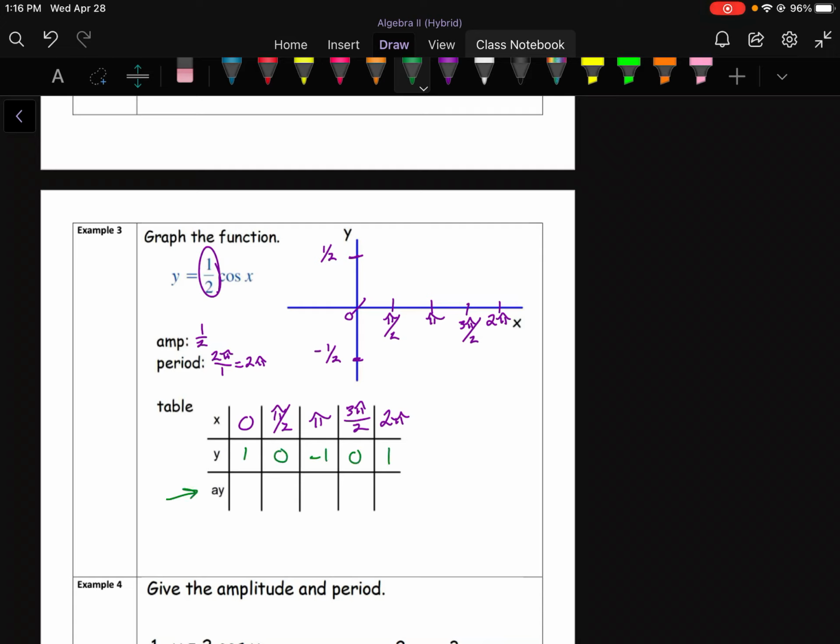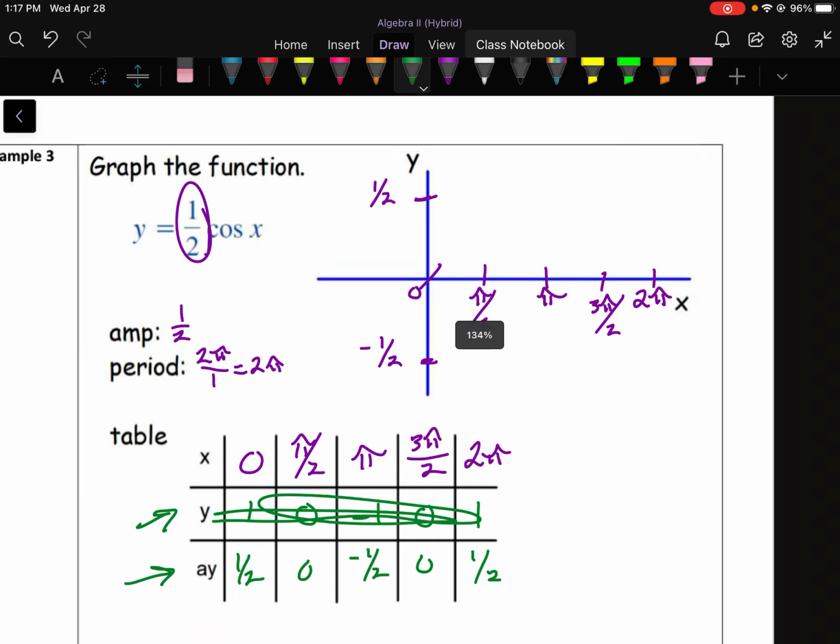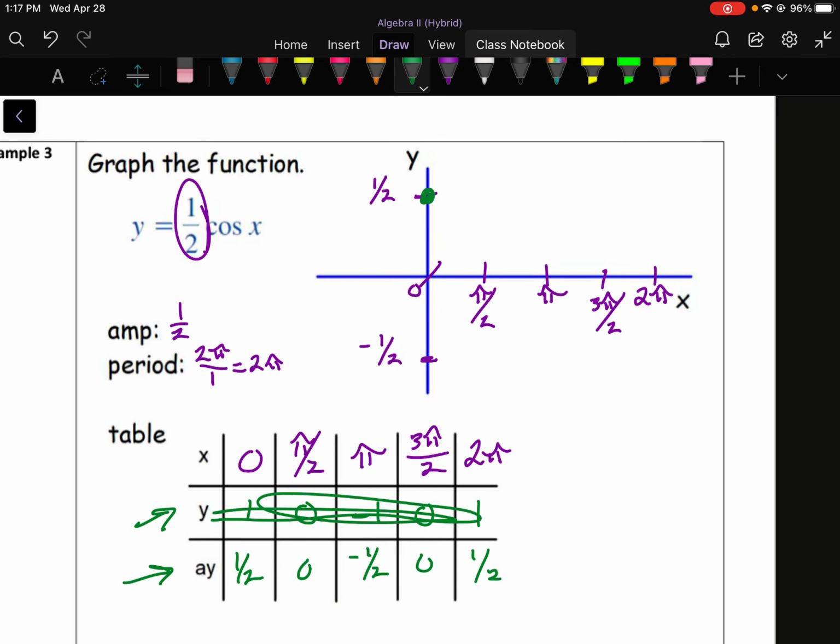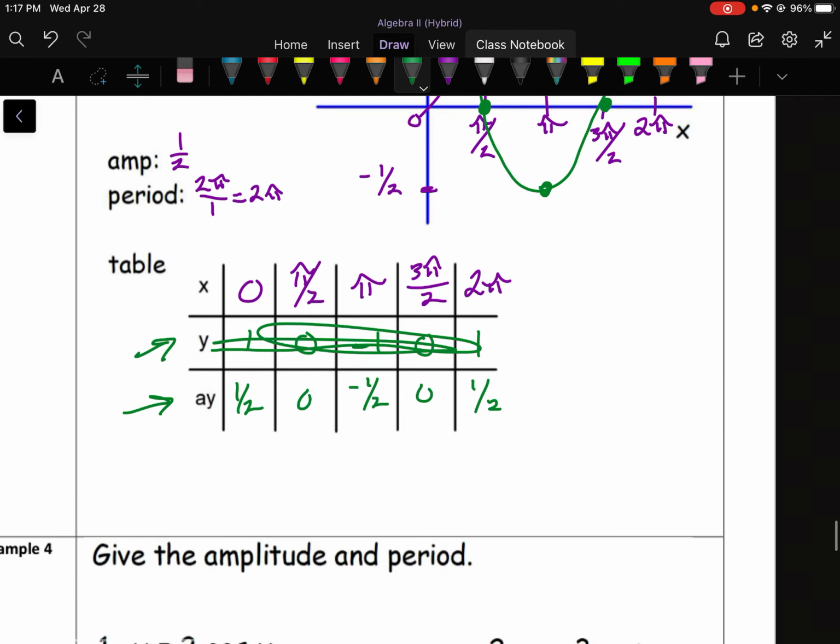And then my last column says take a times the middle row you just wrote, times your a value, so it'll just be 1/2, 0, negative 1/2, 0, 1/2. And then you can cross that out if you'd like. Plot those points, so 0, 1/2, pi over 2, 0, pi and negative 1/2, 3 pi over 2 and 0, and then 2 pi and back up to 1/2. And again, it looks like a V, but please try your best to draw some curves up here so you can see the curvature of the function.